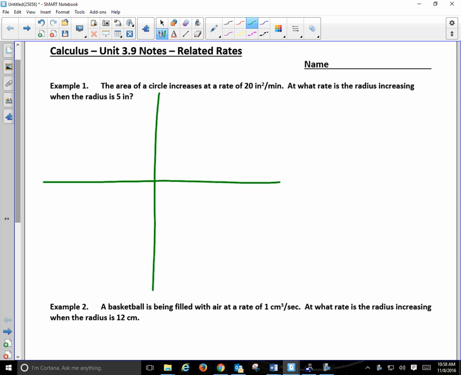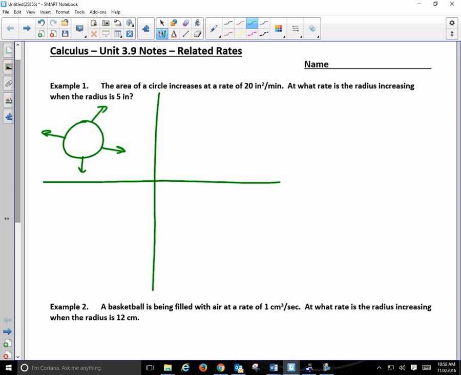And it says the area of a circle increases at a rate of 20 inches squared per minute. The question is, at what rate is the radius increasing when the radius is 5 inches? So in this first problem, we're going to take a little bit of time. We're going to try to get some context about what it's talking about, what we're trying to find, and hopefully this will help you better understand what we're trying to accomplish in these type of problems.